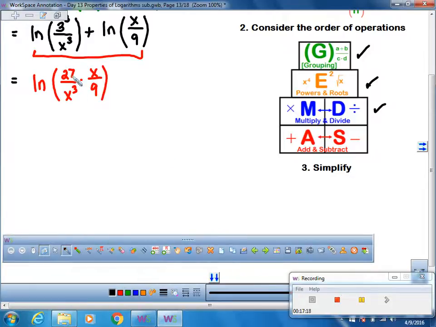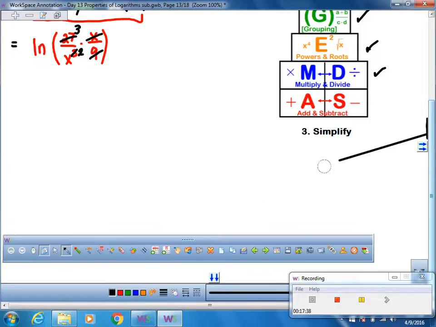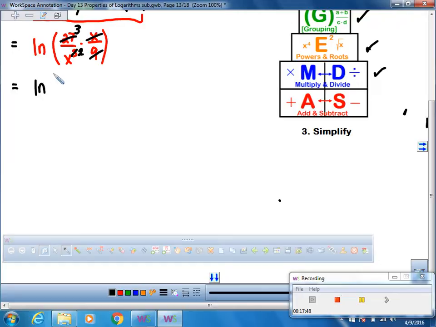Got a few things I can do in here. 9 and 27 makes me a 3. And if I take this x, I only have 2 left over. So I just have to rewrite after I simplified. Equals natural log 3 over x squared. Done.